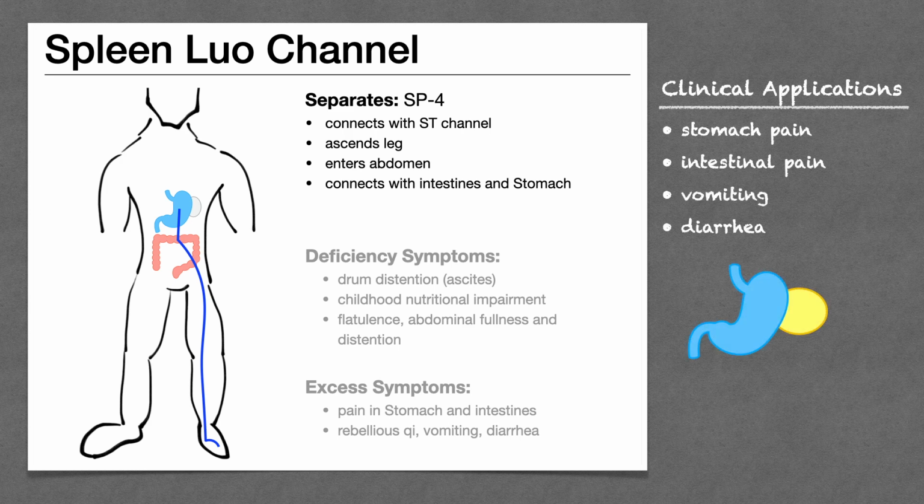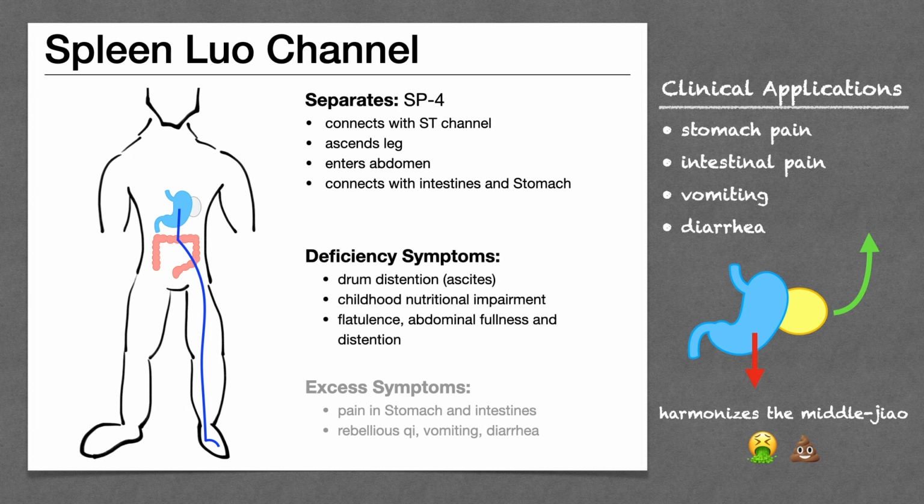And remember, we said that the spleen and stomach are very closely related and have a lot of complementary functions. So spleen 4 can be very useful to balance out the upward direction of the spleen with the downward direction of the stomach. So that's why we say that spleen 4 harmonizes the middle jiao, because it's able to balance out these opposite directions. And that's what makes it useful in treating vomiting and diarrhea, especially if they're happening at the same time. So the deficiency symptoms should make sense.